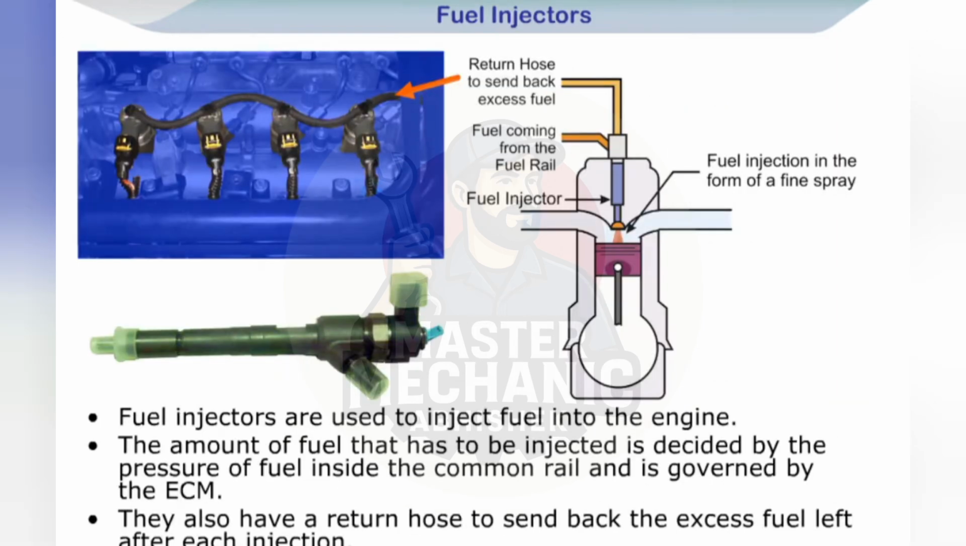Fuel injectors are used to inject fuel into the engine. The amount of fuel that has to be injected is decided by the pressure of fuel inside the common rail and is governed by the ECM. They also have a return hose to send back the excess fuel left after each injection.